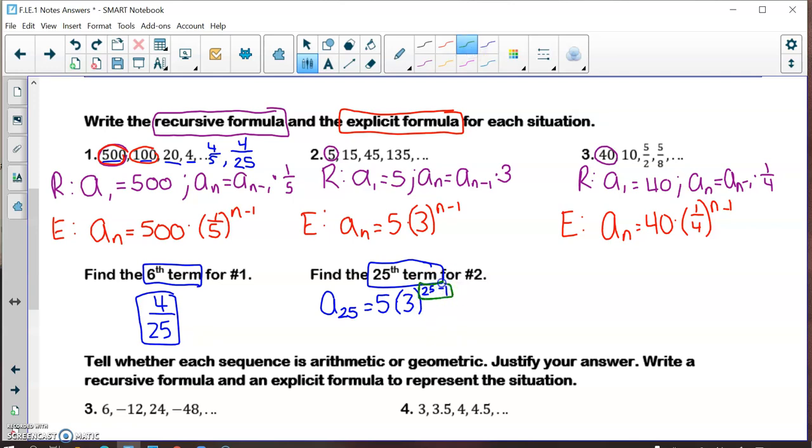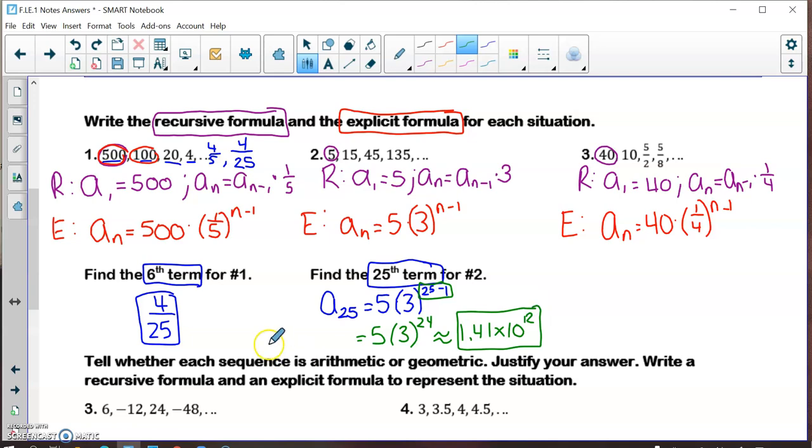We're going to do the 25 minus 1 first. So I really have 5 times 3 to the 24th power. And now I can just type this into my calculator. 5 times 3 to the 24th power gives us a really long number, so we're going to approximate here. We're going to do 1.41 times 10 to the 12th power. That's in scientific notation, which you might have learned last year, but we're just going to write our answer like that.